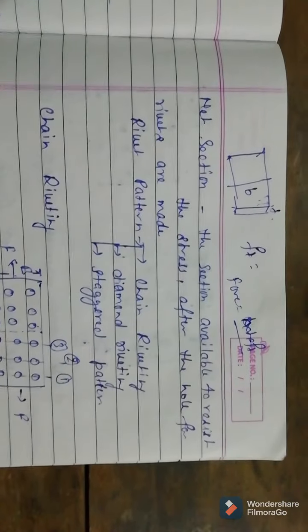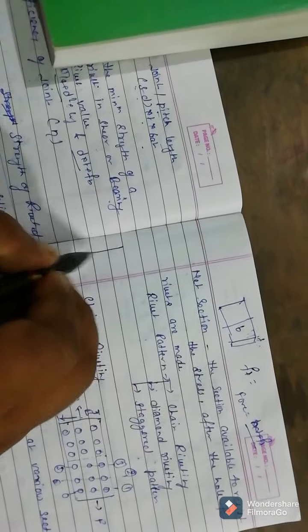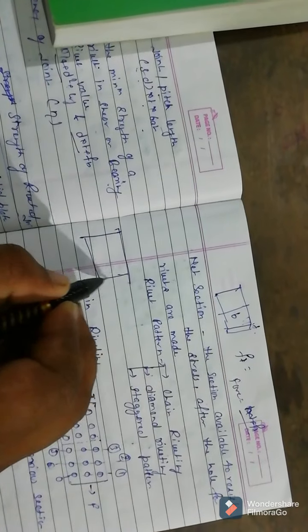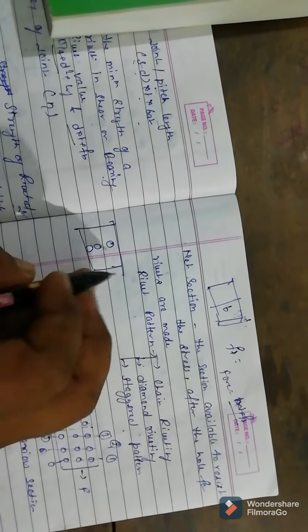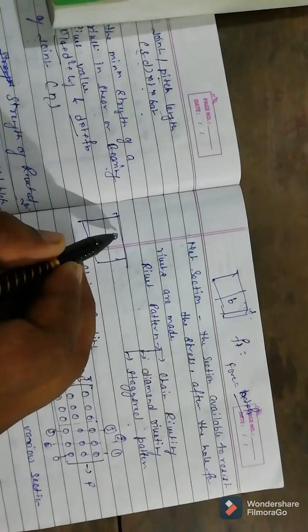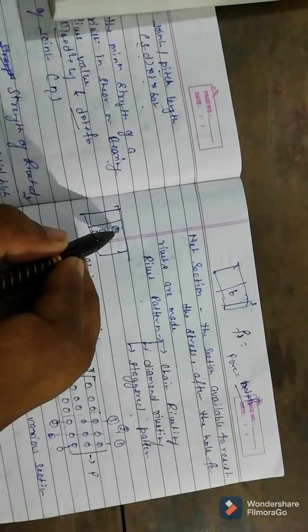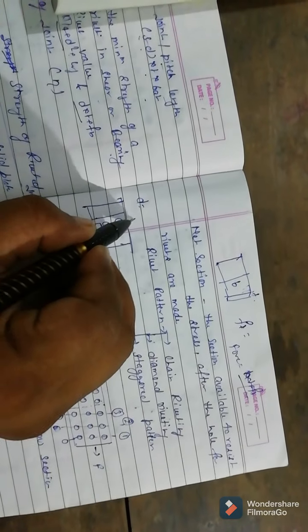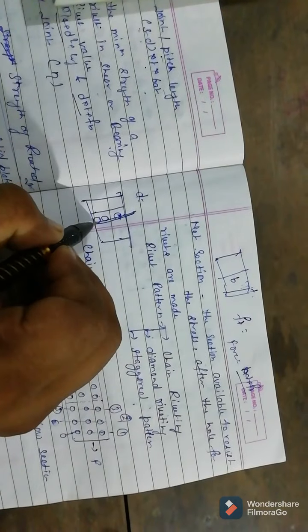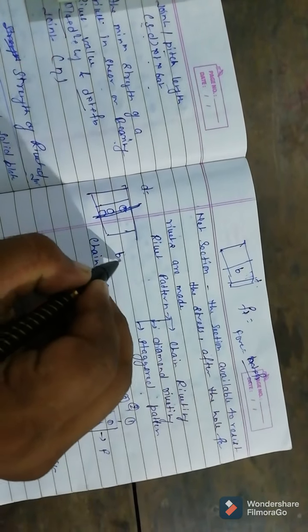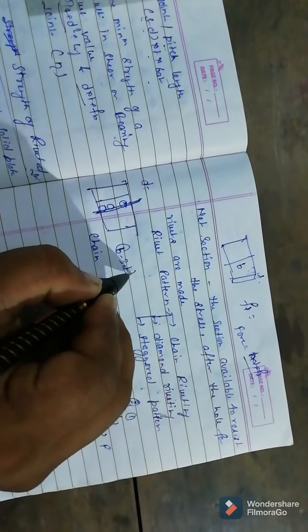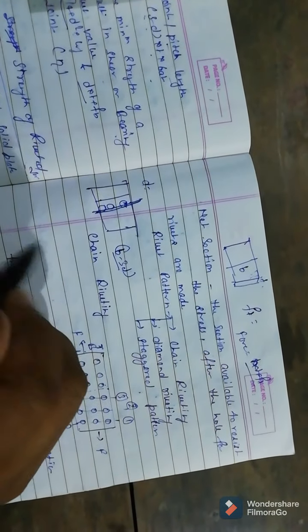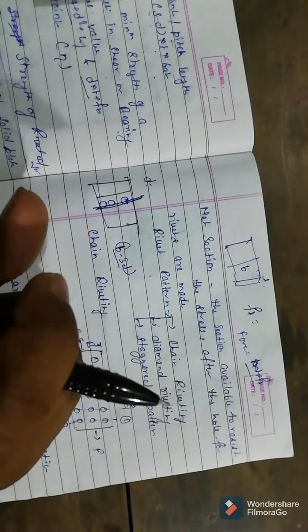Now what happens if this is a plate and we are going to make holes like that? Here this is B, and this is the phi or D, D equal to the dia of the hole. So the net section available at this section is B minus 3D. How much? B minus 3D, because due to the holes the width is reduced.